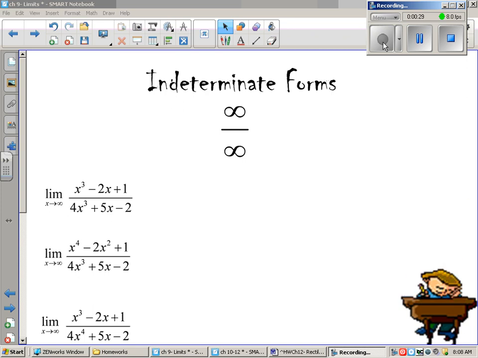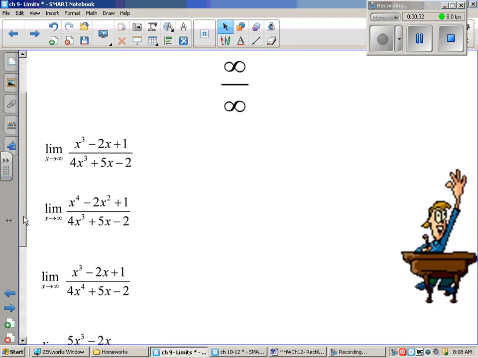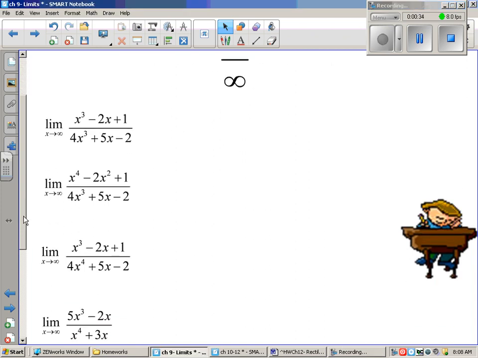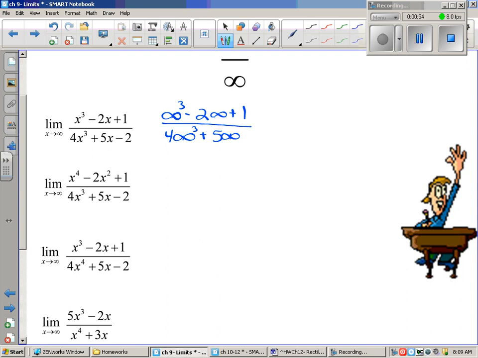And if I can start with the idea that the highest power wins, that rule, that trick still applies here. We're going to do a series of examples so you can see what I'm talking about. If I was to replace each of these x's with infinity, I'd have infinity cubed minus 2 times infinity plus 1, and on the bottom I'd have 4 infinity cubed plus 5 times infinity minus 2. I want you to remember at the top here we have infinity minus infinity plus 1, and I hope you understand that plus 1 is minute. It really is small in comparison.